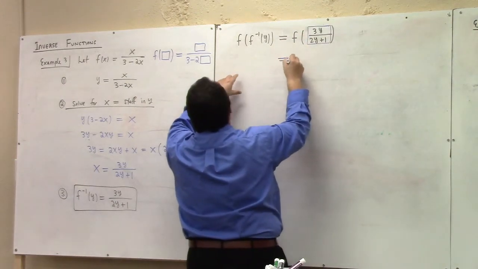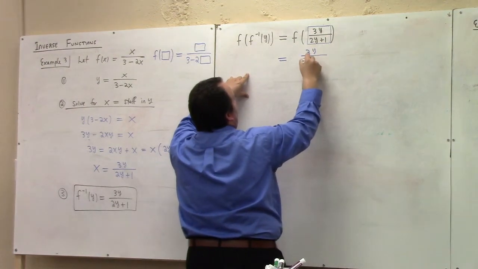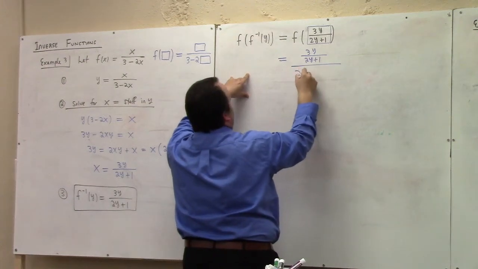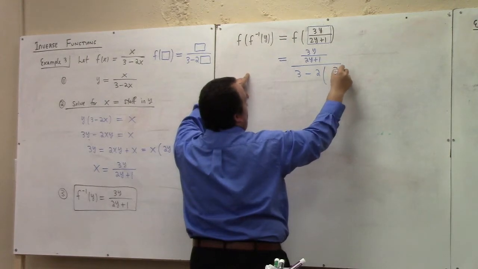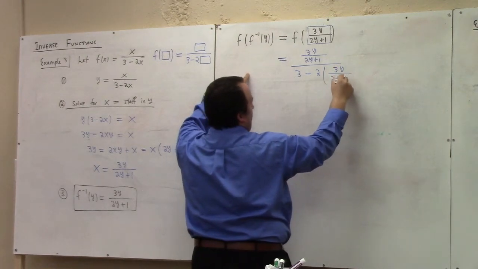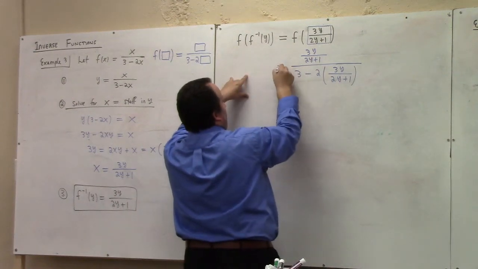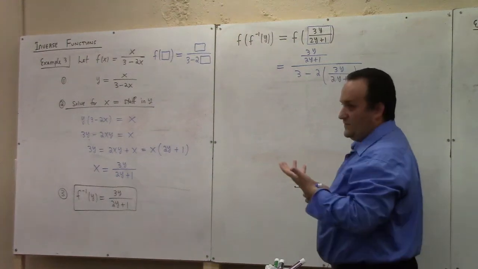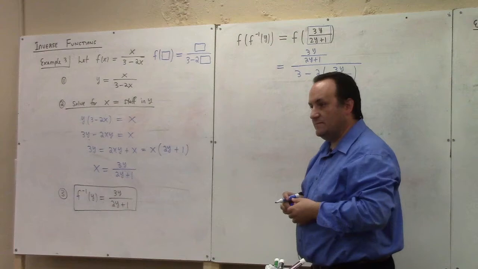So for this function, I'm supposed to think about putting this into the box, right? And so the answer is 3y divided by 2y plus 1, divided by 3 minus 2 times what is in the box? Well, 3y divided by 2y plus 1. So at this point, you might be a little concerned, because what is this supposed to work out to? If this is indeed the inverse function, it's supposed to undo what you just did.